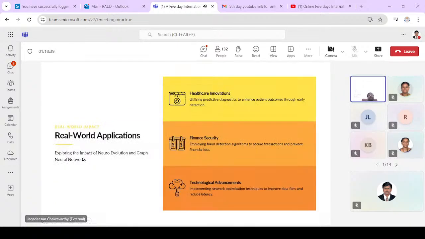Real-world applications, where we can use healthcare innovations, financial security, and technological advancement. I already discussed this slide before. So it can be used in the real world. It can be used in healthcare, where a lot of issues are there. We can take that as a problem, work on it as a real-world problem, and give the output as a real-world application. The financial sector is there: financial loss we can prevent, we can predict it, we can save it like that. Technological advancement: implementing network optimization techniques to improve data flow and reduce latency. So these are the real-world applications of these two things.